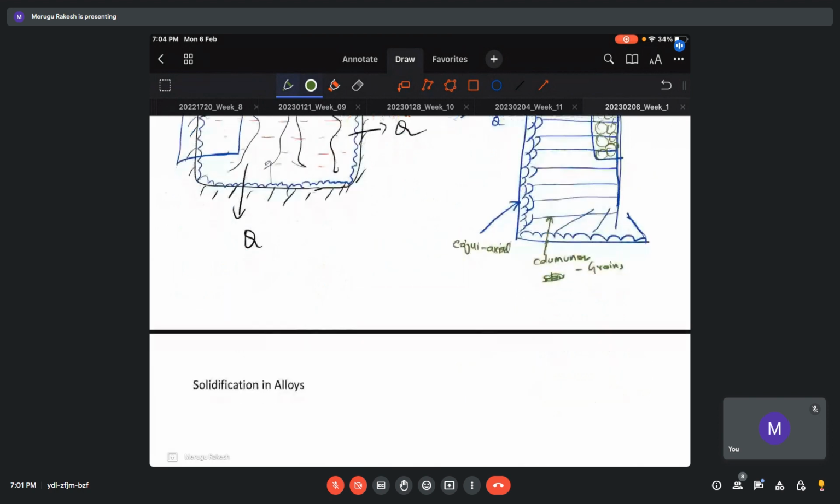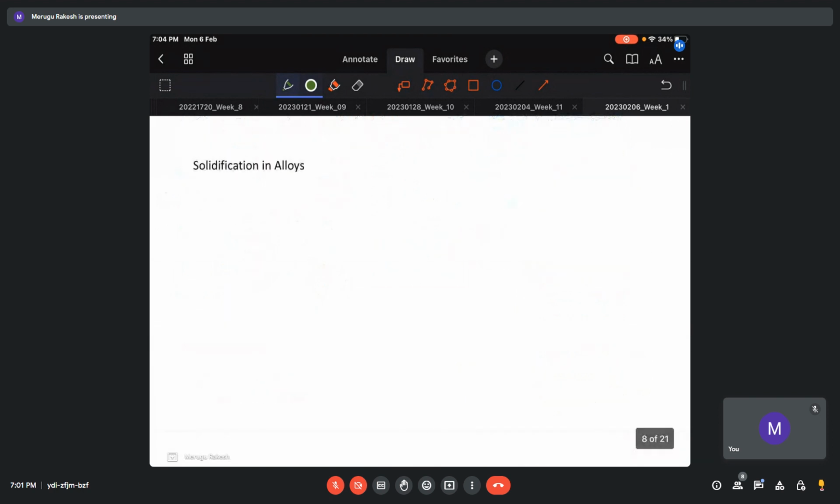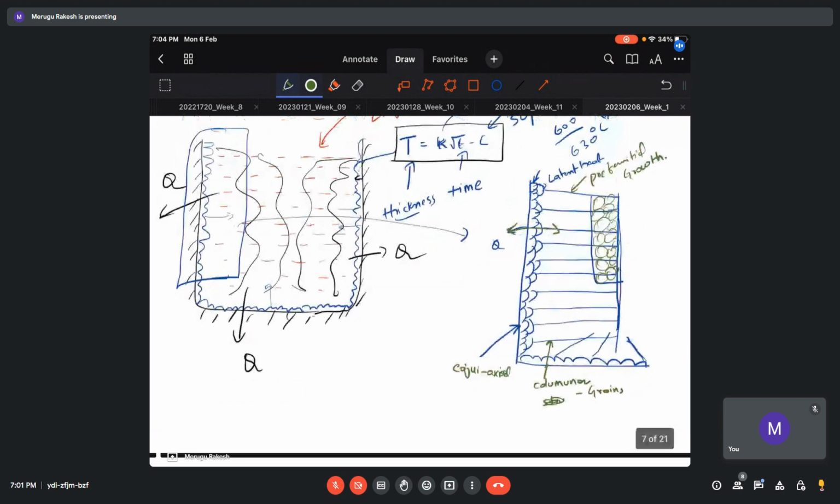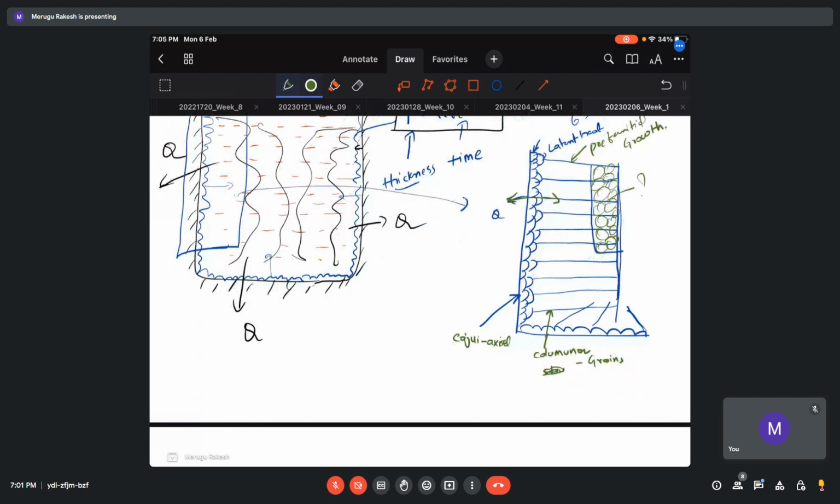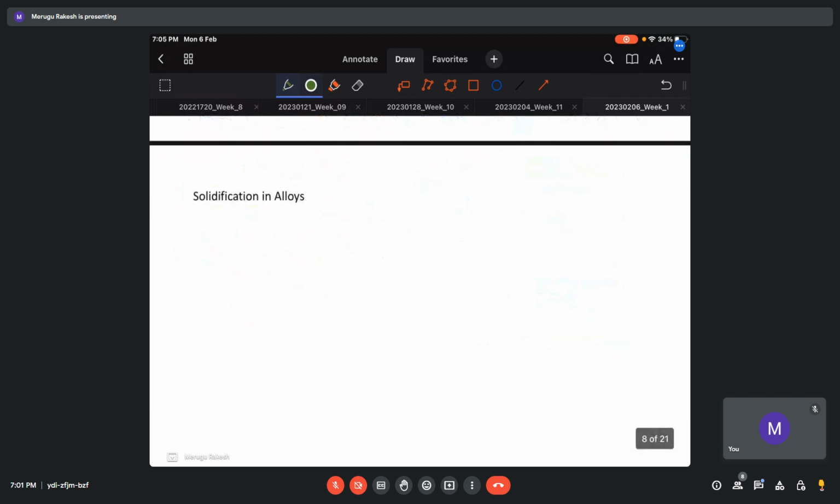Now let me see the same scenario in alloys. This is the scenario that happens because of latent heat release. With slow cooling, we will get a very nice columnar structure. This is in the case of pure metals. But in alloys, after some time we will again get these equiaxed structures. Now let us see why it is so.